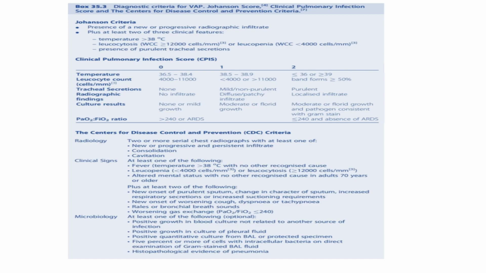A score of 6 or more suggests VAP, and these are the criteria that are used: temperature, leukocyte count, tracheal secretions, radiographic findings, culture results, and PF ratio. The third is the CDC criteria, which you can read on your screens. This is all about ventilator associated pneumonia.